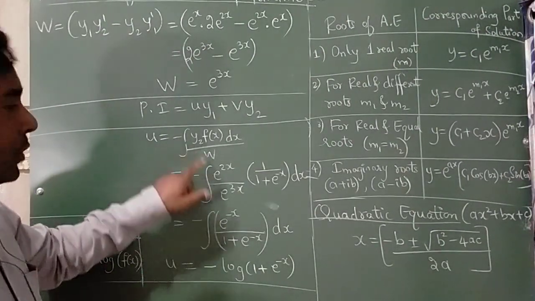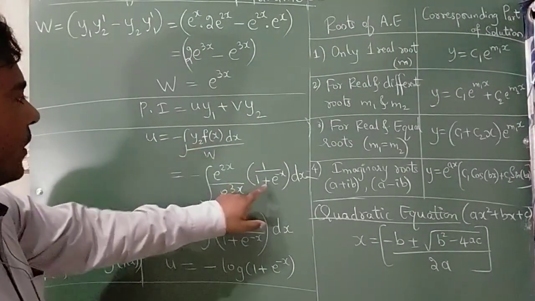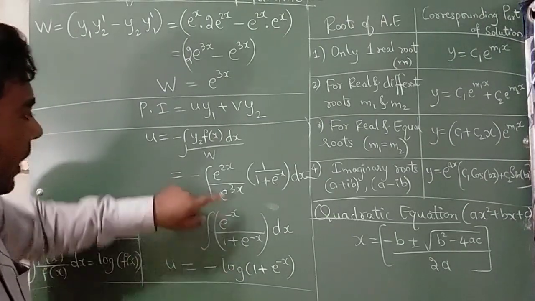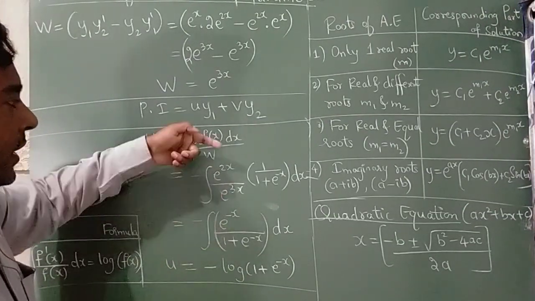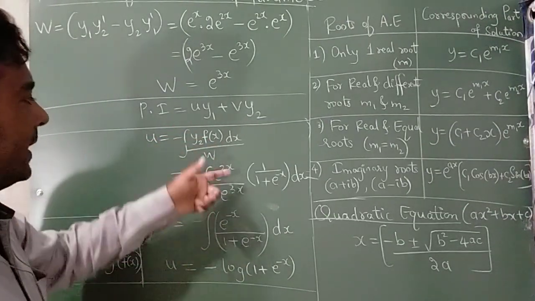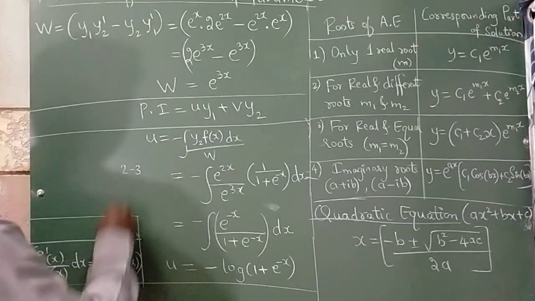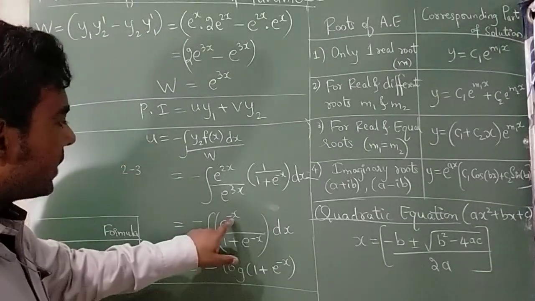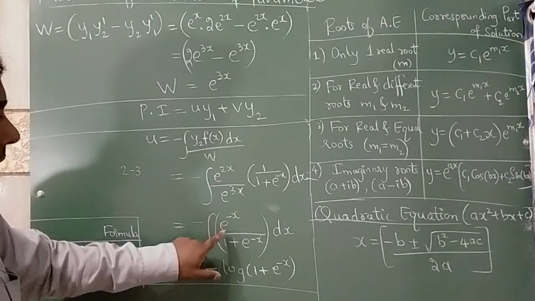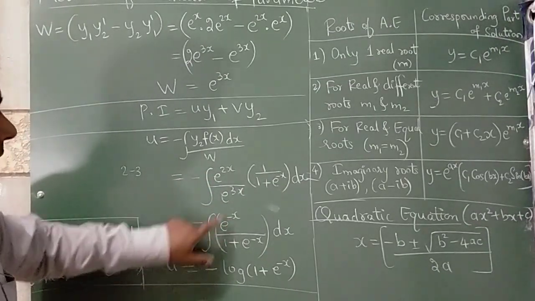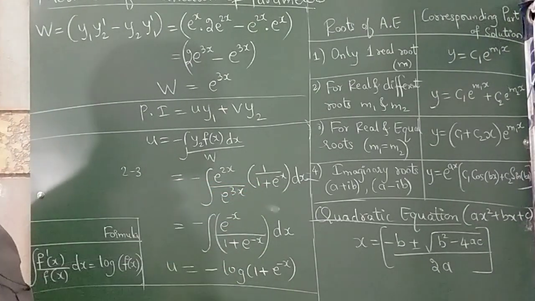Now I have substituted y2 value, f of x and w. Now this is e raised to 3x. When it goes to numerator, it will become minus. So 2 minus 3 is what? It is minus 1. So I have to write e raised to minus x in the numerator, and this is there in the denominator. Fine.